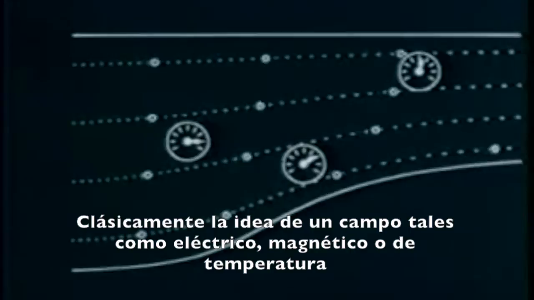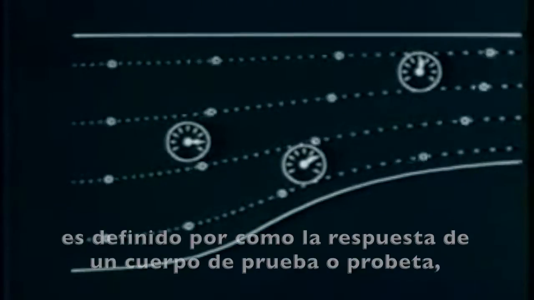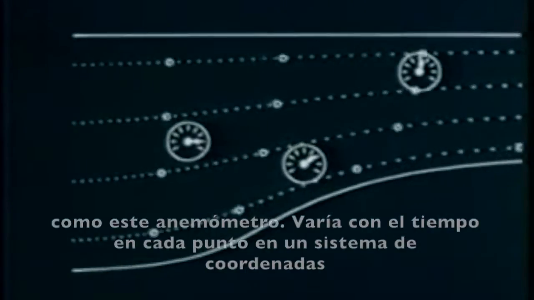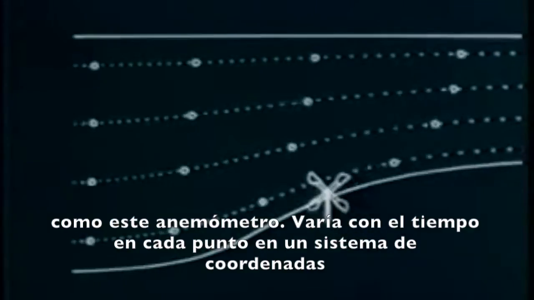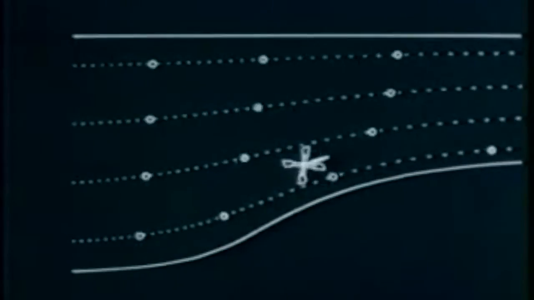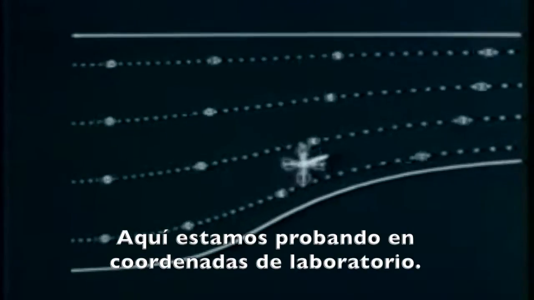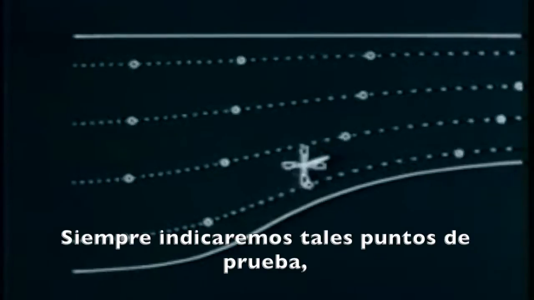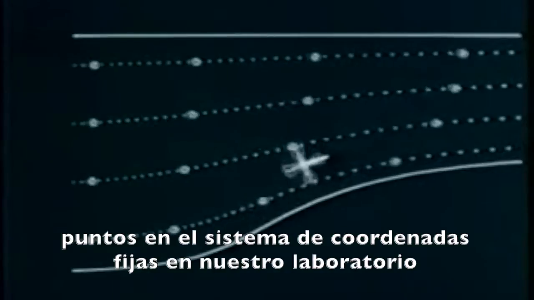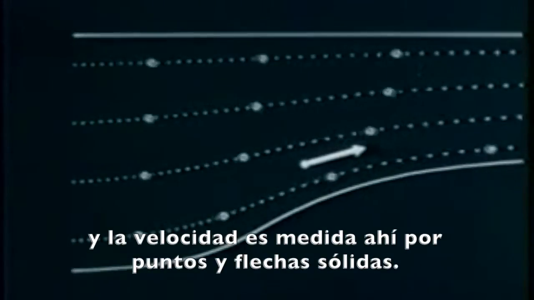Classically, the idea of a field, such as an electric, magnetic, or temperature field, is defined by how the response of a test body or probe, like this anemometer, varies with time at each point in some coordinate system. Here we are probing in laboratory coordinates. We will always indicate such probing points, points in a coordinate system fixed in our laboratory, and the velocities measured there by solid points and solid arrows.